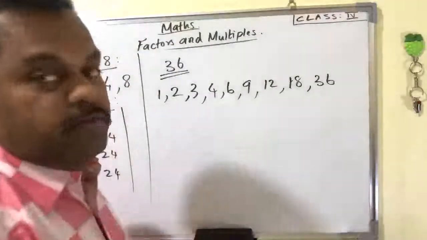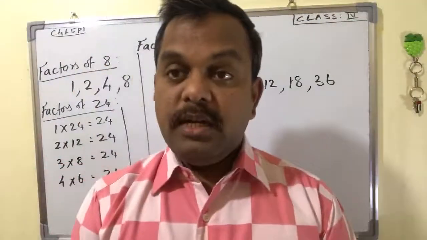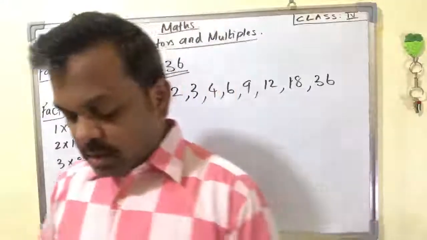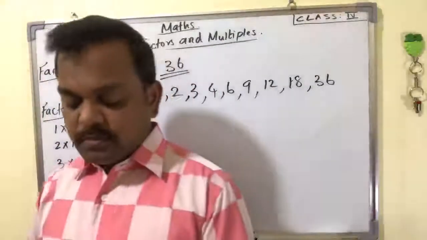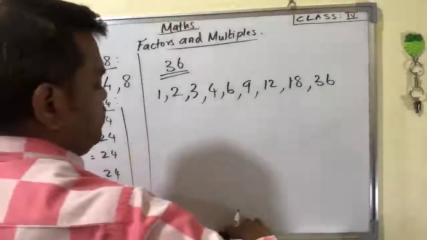So like that you have to find the factors. So better to find with division method. This is factors and multiples. Next is factor tree.